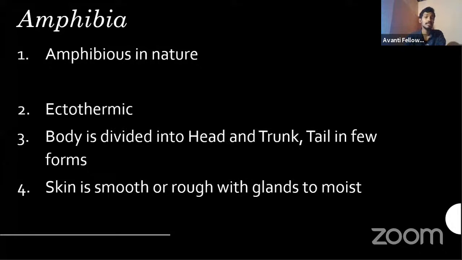We'll go for some of the general characters. The first is they are amphibious in nature. That means they can live on land and also in the water. I'm not sure about the scientific name, I just have to search. Okay, so they can be present on land and also in the water.